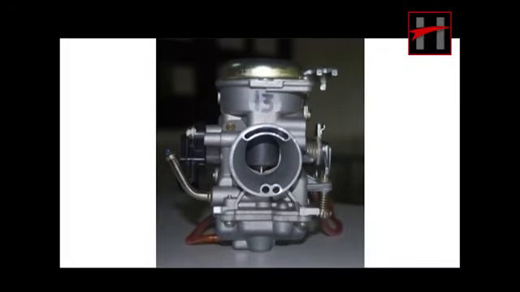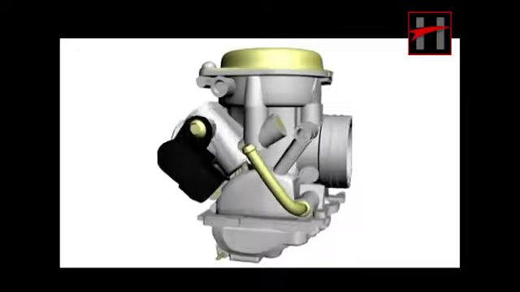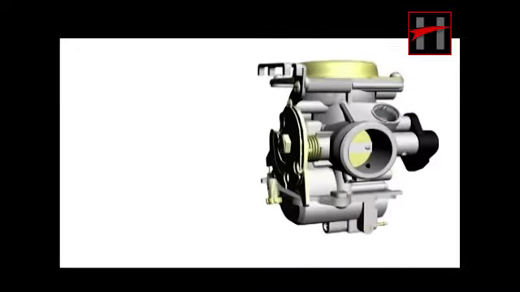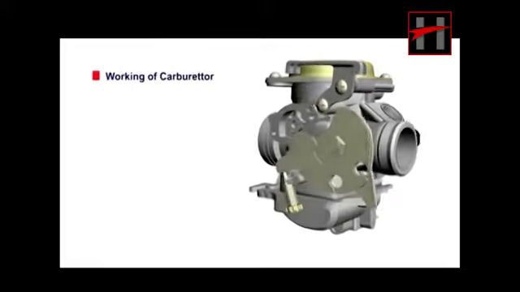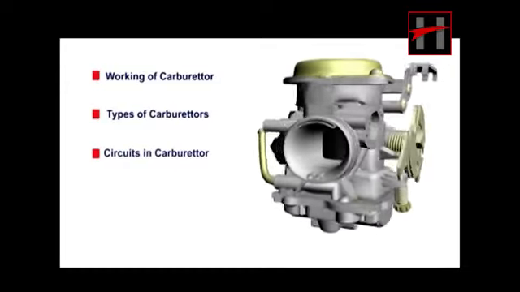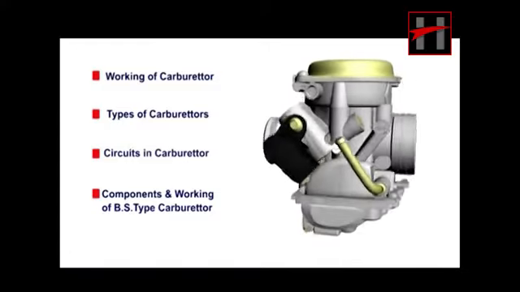The carburetor is the heart of an internal combustion engine. It is a part of a gasoline engine in which a controlled quantity of fuel gets atomized and mixes with a controlled quantity of air and is sent to the engine cylinder. In this training module, you will learn about the working of a carburetor, types of carburetors, circuits in a carburetor, and components and working of BS type carburetors.